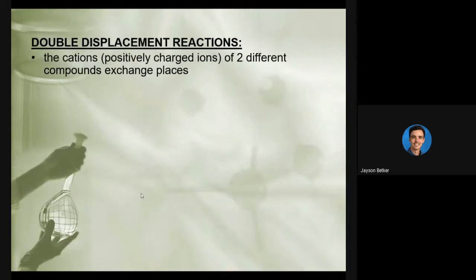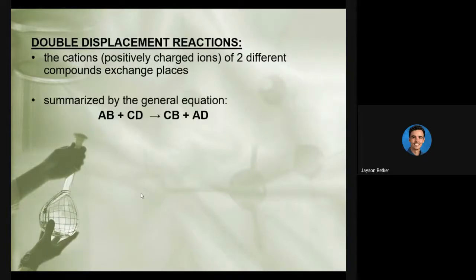All right. Double displacement. This is when the cations, the positively charged ions, separate from the anions and switch places. So notice here, right? A changes places with C. So AB becomes CB, and CD becomes AD. So the compounds change partners.